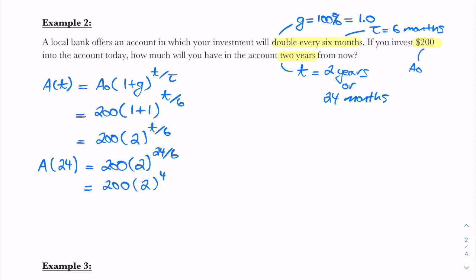Don't forget BEDMAS, please. You have to do exponents before multiplication. So it's 200 multiplied by 2 to the exponent 4. That's 2 times 2 times 2 times 2, or 16. And lastly, you can multiply 200 by 16 to get 3,200. So just think about that. A $200 investment becomes $3,200 over the course of 2 years. Once again, that's a very unrealistic expectation. Probably a realistic good investment is about 7% per year.